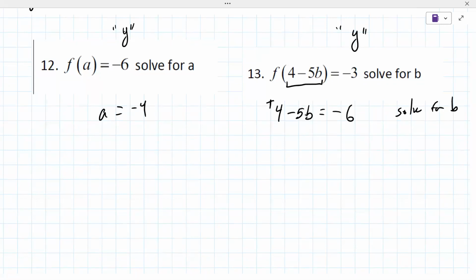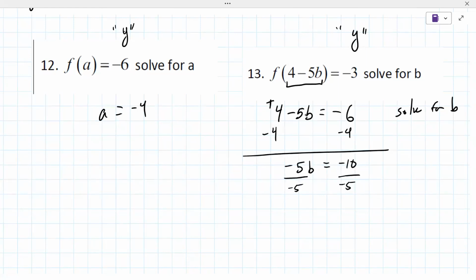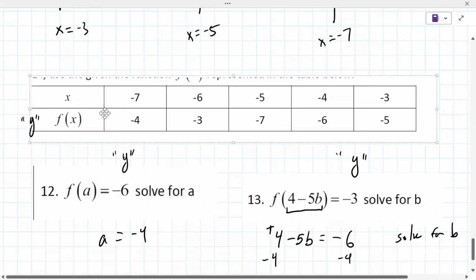Quick review here. 4 is positive, so you're subtracting 4 from both sides. -5b equals -10. Divide by -5, oh, b equals 2. Yeah, I think I added 4 to both sides. Oh, yeah, I think that's where the problem is. And then you would subtract from both sides, and yeah, you would get that.